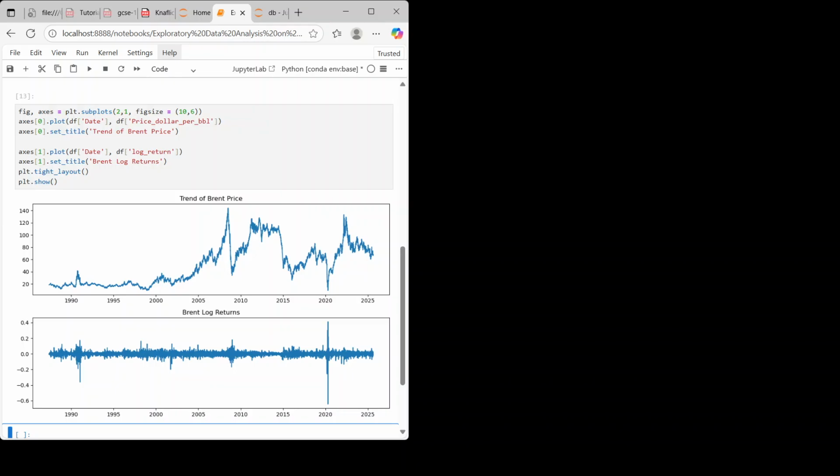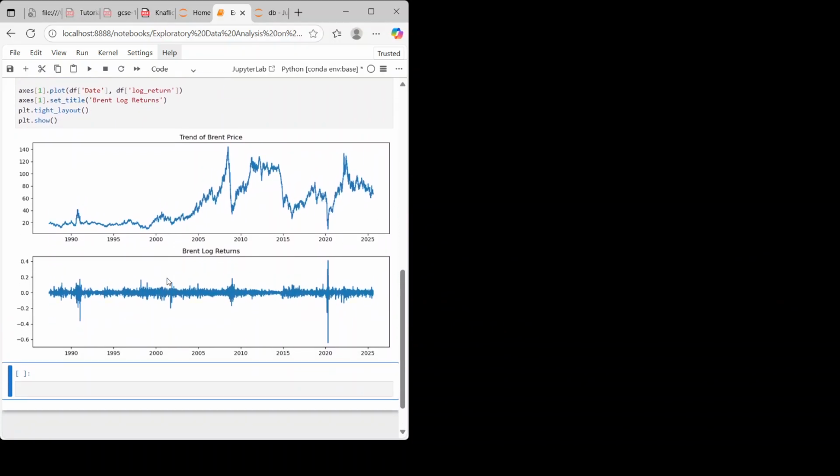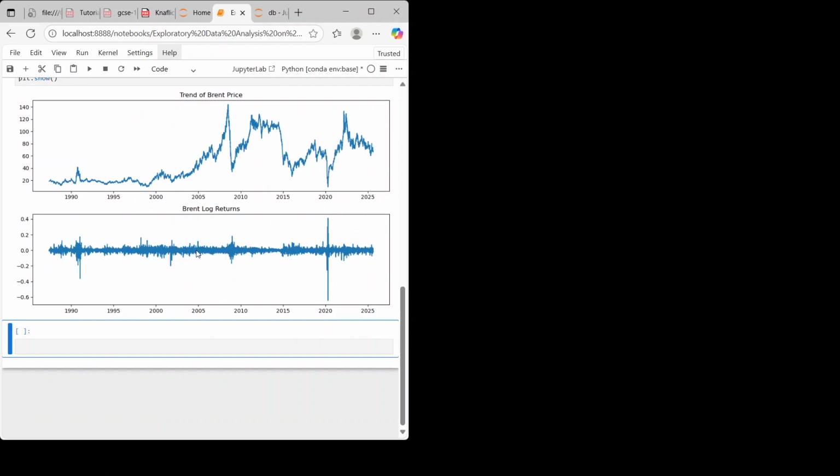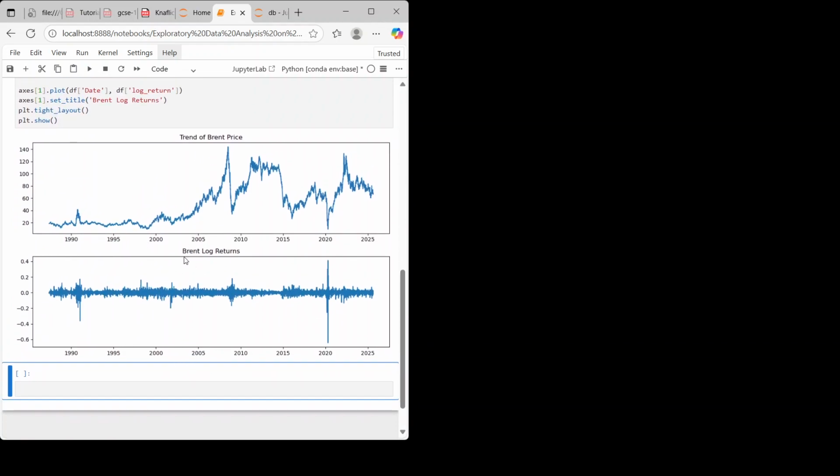Here we've been able to plot our data, and then we've been able to identify the trends when it comes to the price, and then the log returns and all that. So let's try and make sense out of it, because if we draw this, anyone can draw this, but what does it mean? What is the essence of this whole thing here?